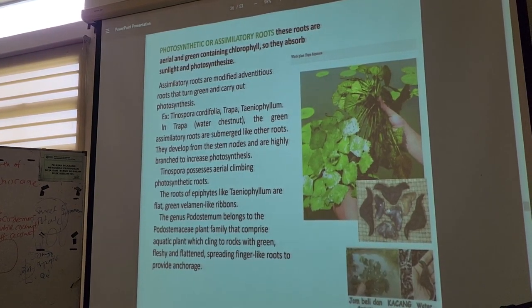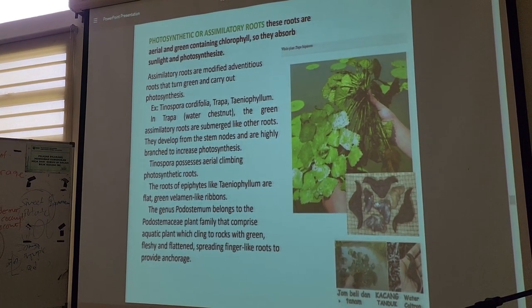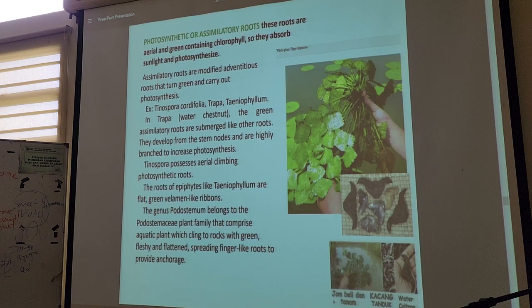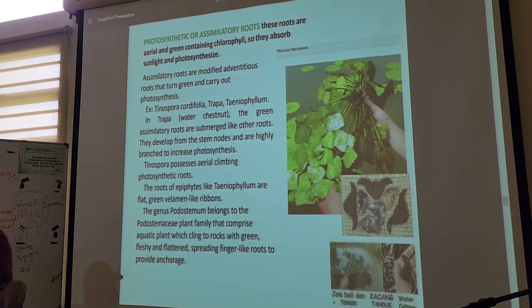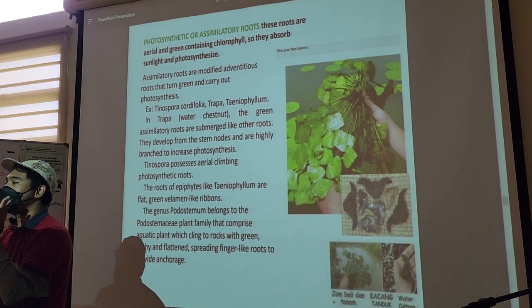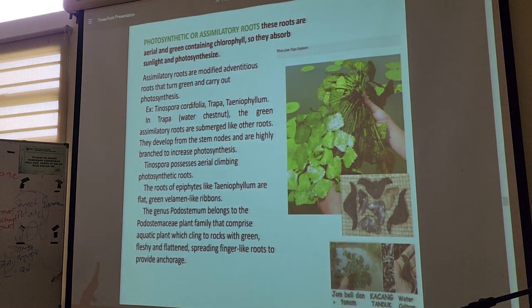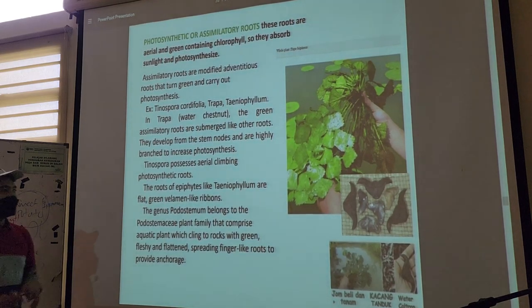And another type of root. This is interesting. This root can photosynthesize. Just now the roots cannot photosynthesize at all. This root is actually green. Some plants, not very many, can actually photosynthesize with the root. The roots undergo modification and it photosynthesizes. It still absorbs, does the anchorage and everything, but it also photosynthesizes. And we have this in our country.